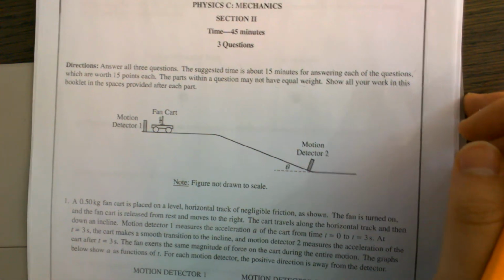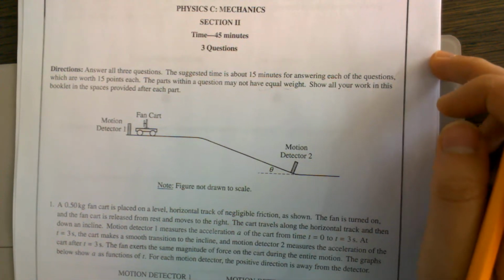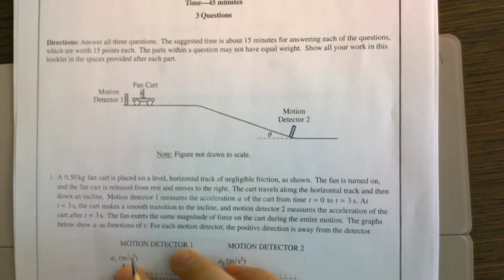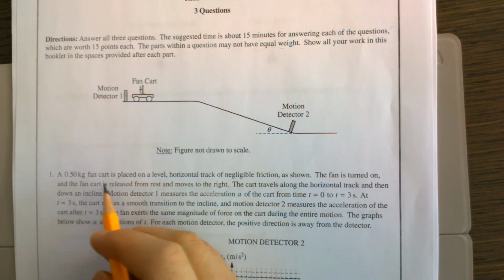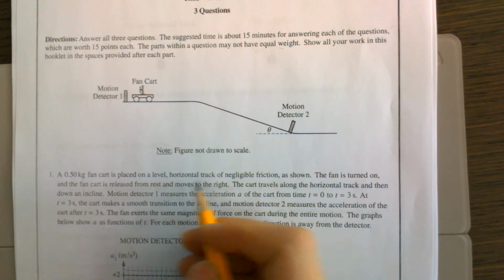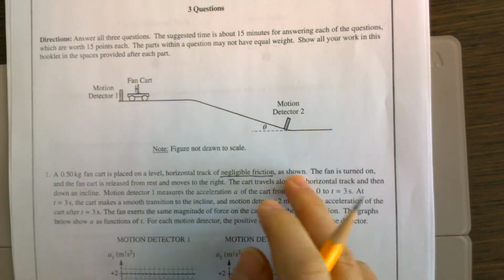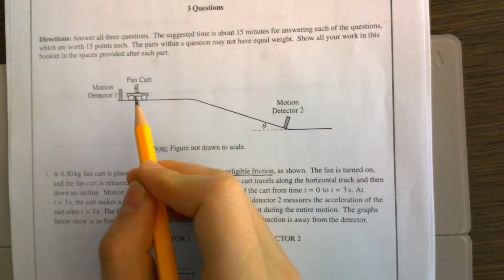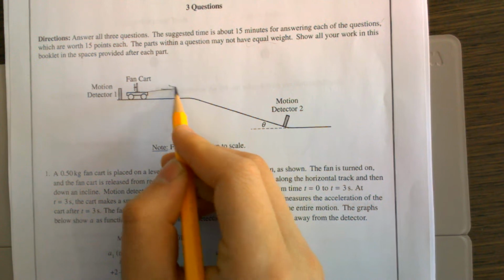So today let's go over AP Physics C, Mechanics 2021, FRQ Set 1. The first question tells us that a 0.5 kilogram fan cart is placed on a level horizontal track of negligible friction, which means there's no friction. And we turn on the fan, so it moves from the left toward the right.